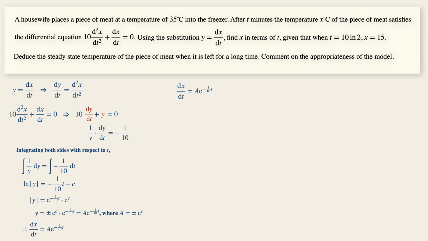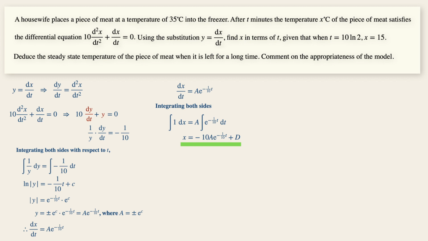Following which, let's separate the variables here again and integrate both sides with respect to t, so that we can make x the subject. As this is quite a straightforward integration, x is equal to minus 10 a e to the power of minus 1 over 10 t plus d, where d is also an arbitrary constant to be found later on. We will then need to deduce the steady temperature, which makes use of this expression here, because x simply represents the temperature of the meat.